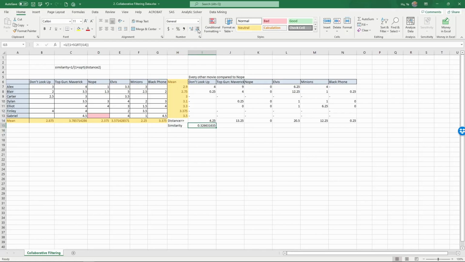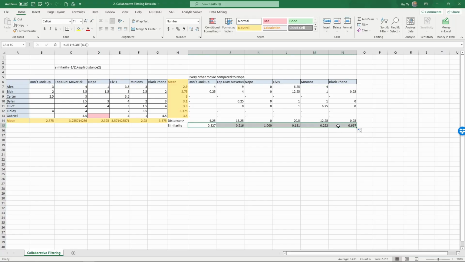Again, this number has a lot of zeros. Let's shrink the decimal points to make it easier to read. And then I can copy this over. So as we have discussed, the similarity measure is between 0 and 1, where 0 means there's no similarity, 1 means there's perfect similarity, and the movie is perfectly similar to itself.